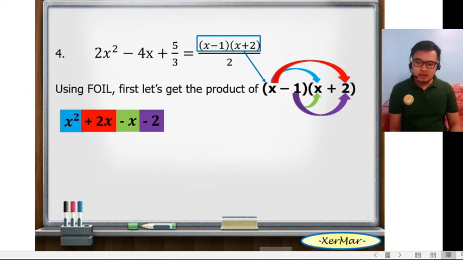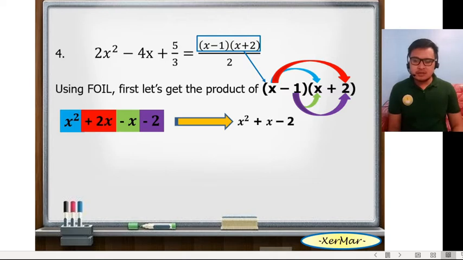So, meron talaga yan because we are multiplying different binomials. Okay? So, meron tayong similar terms dyan. Yung result ng outer term and inner term. Okay? So, the similar terms are 2x and negative x. So, let us combine. So, we have x squared plus x minus 2.